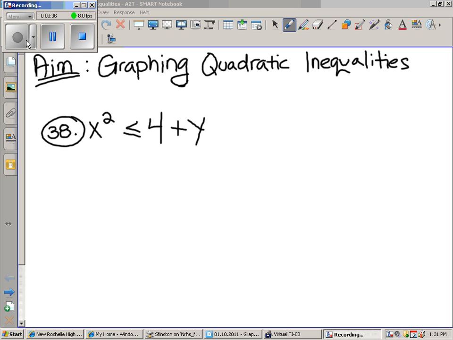Now, you don't know how to do these yet, so don't go looking through the graphs trying to figure it out. But what I want to ask you is, if you were to try and enter this equation into your calculator, this one right here, could you do that or no? No, you couldn't.